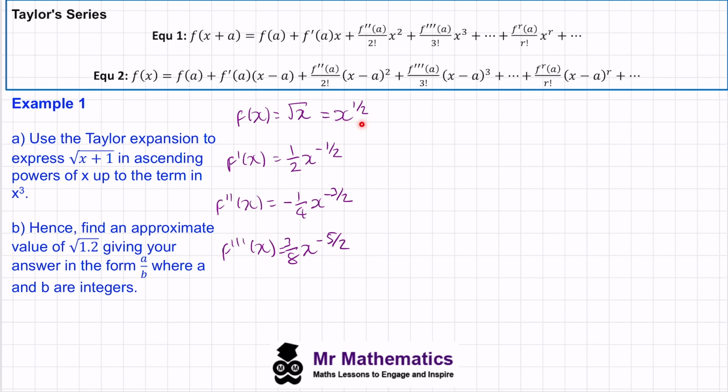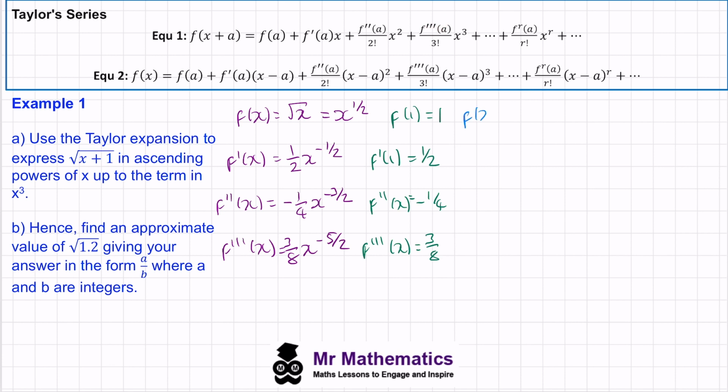So now we've got our derivatives, we need to substitute in our a value. In this case, a will be equal to 1. So we'll find f of 1, which is 1 to the half, so just 1. F dash of 1, well, this becomes 1 times a half, so 1/2. Again, this becomes 1, so we get negative 1/4. And for our third derivative, we get 3/8. So now we've got this term, this one, and this one.